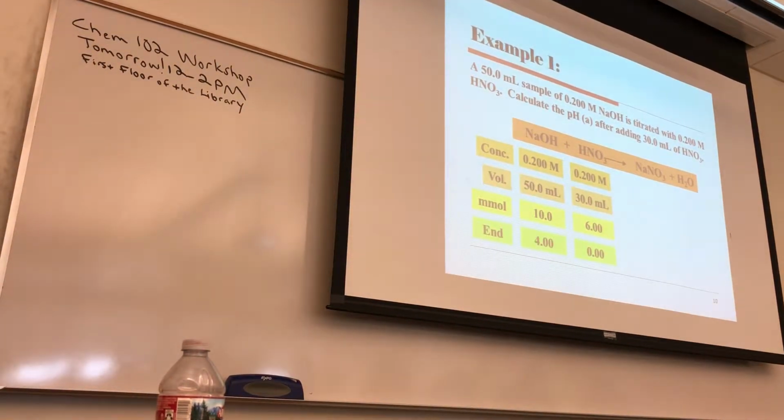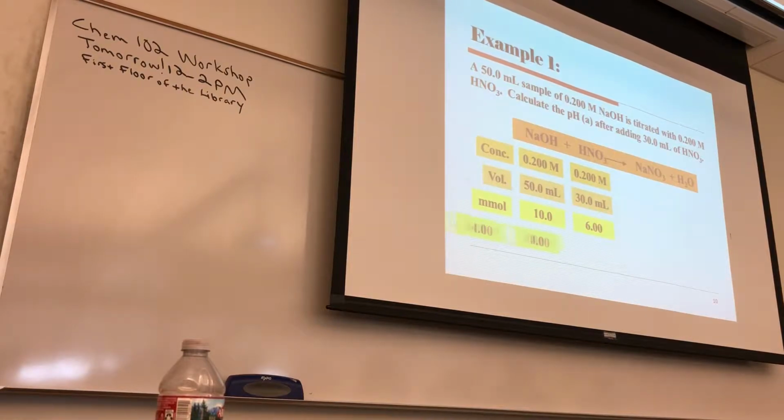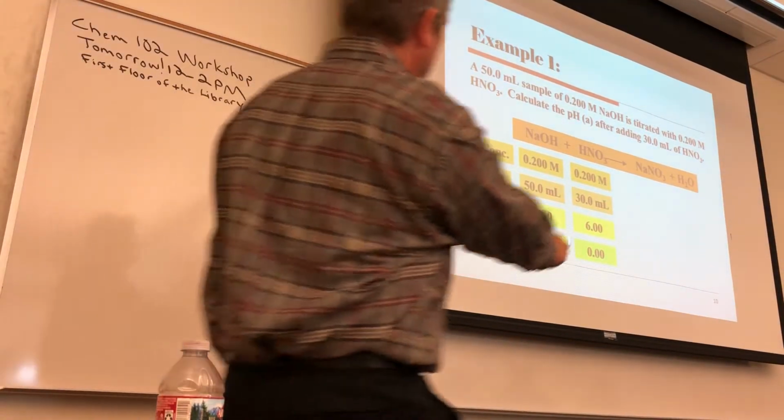So then from that, I have my endpoint here: 4 and 0. And now, what I'm doing, there's my hydroxide. Don't forget, that's just the amount. I have to put it over the volume to get the concentration. And you know it's hydroxide because it's 1-to-1, because NaOH is only what's left over. That's the only thing that's left.